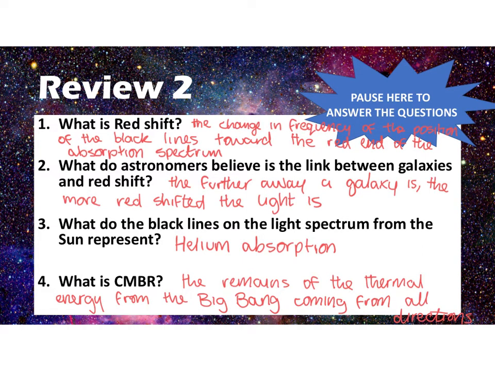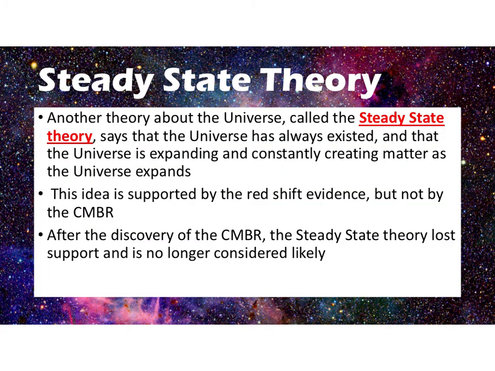So give yourselves a mark for each of these questions you got right, and then we'll move on to the next part. There is another theory about the universe called the steady state theory, which says that the universe has always existed and that the universe is expanding and constantly creating matter as the universe expands. So this idea is supported by the redshift evidence, but not by the CMBR evidence. So after the discovery of the CMBR, the steady state theory lost support and is no longer considered likely.